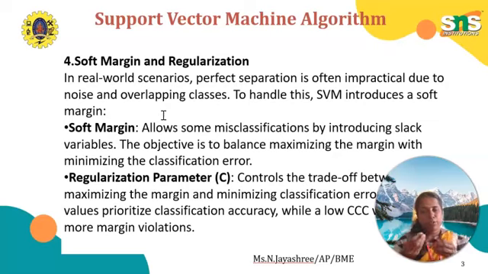We have some noise present in this waveform, right? In our images, right? Some images overlap. Perfect separation is often impracticable due to noise and overlapping classes. So we use soft margin and regularization.